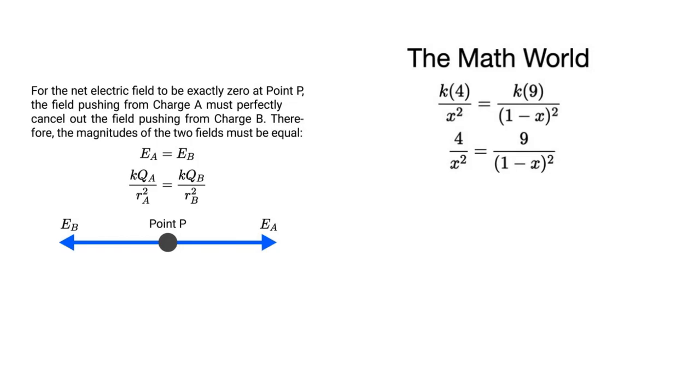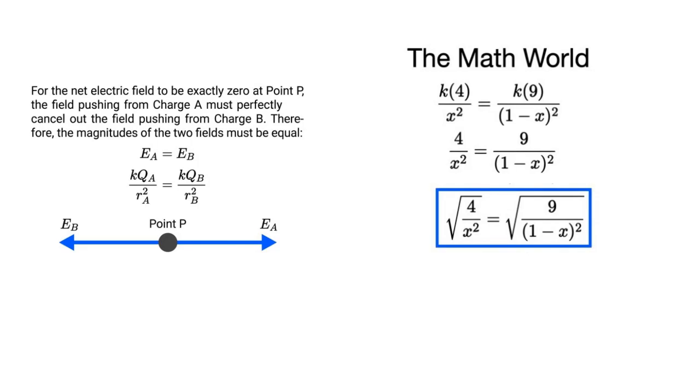Mathematically, this means the electric field from A, which is K times the charge Q_A divided by the square of the distance R_A, equals the field from B, K times Q_B over R_B squared. In the diagram, you can see point P between the two charges, with electric field vectors pointing away from each charge but in opposite directions, indicating they cancel at point P. This equality sets up the equation we use to find the specific location where the fields balance out perfectly.